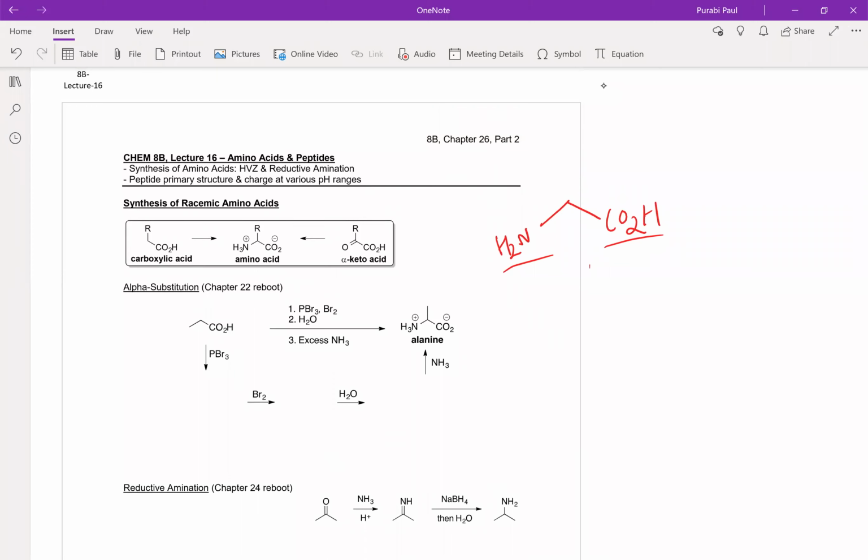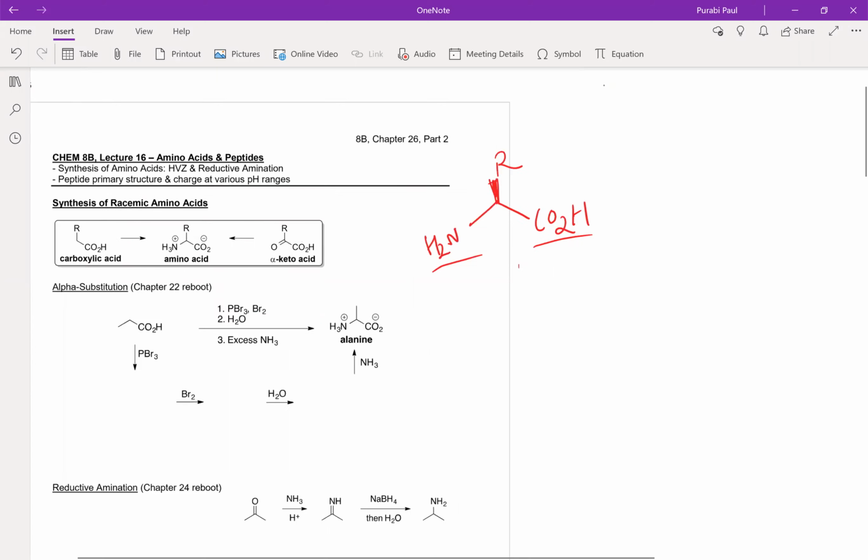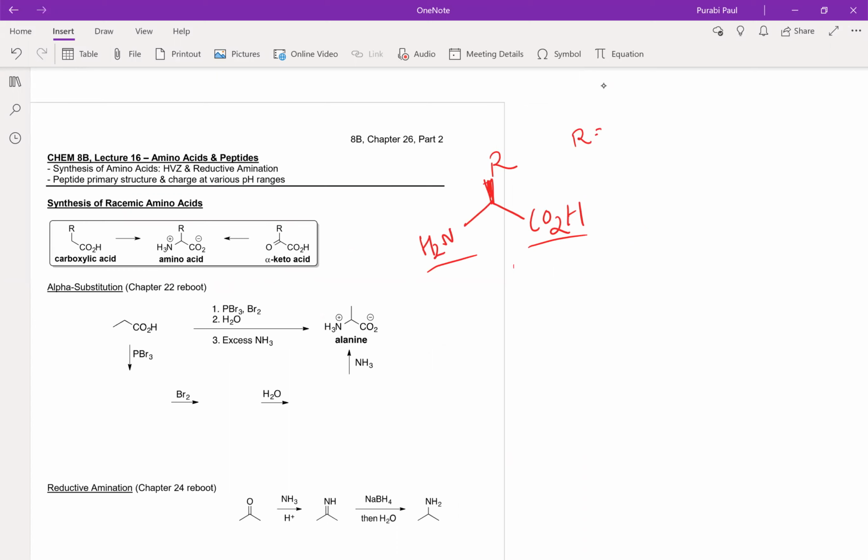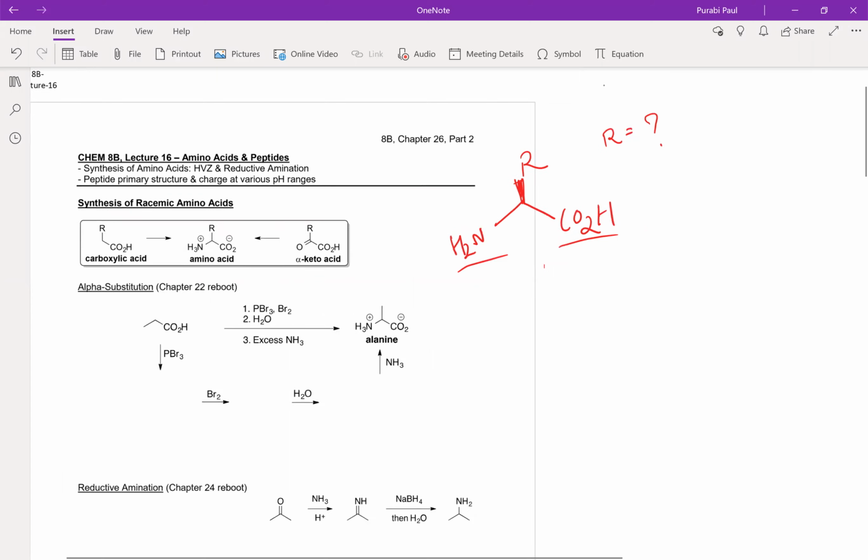And on this carbon right here, there could be various R groups with a specific stereochemistry. So this is R. Whatever the R group is will determine the name of your amino acid. There are 20 natural amino acids, and there are countless numbers of unnatural amino acids. So how do we make them?